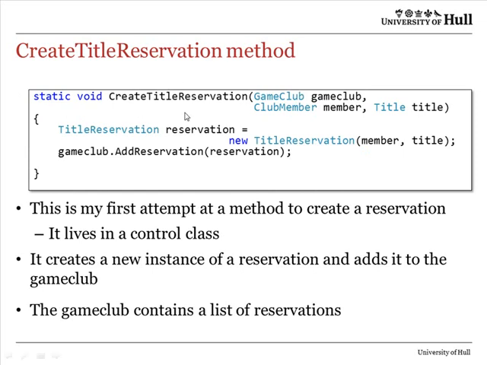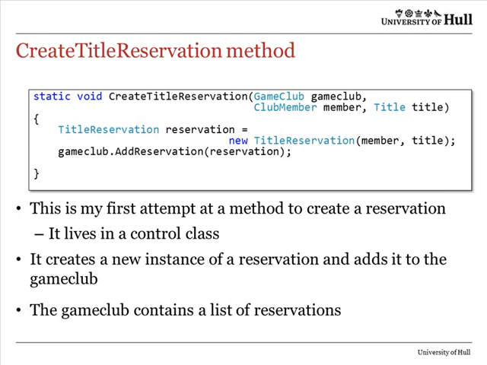And my first create title reservation method is really nice and simple. Doesn't do much. It's given a game club, the game club I'm going to be working on, the member of the game club, which is the person who wants to make the reservation, and the title. And those are the 3 things it needs to work. So it makes itself a new reservation for that member and that title, and then it adds that reservation to the game club. And the game club contains a list of reservations so that we know what's been reserved.